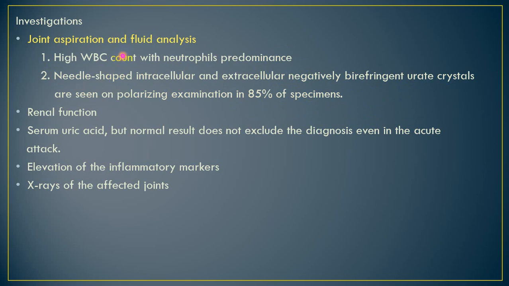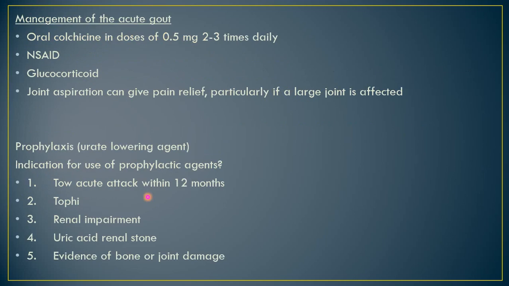Now, another investigation that needs to be sent is to look for the underlying cause. What is the cause of gout? So we need to do renal function and electrolytes, and serum uric acid, but as we said previously, a normal result does not exclude the diagnosis in acute gout. Markers of acute inflammation like C-reactive protein and ESR, and finally X-ray of the joint, and we will see later what the importance of X-ray is in patients with acute gout.